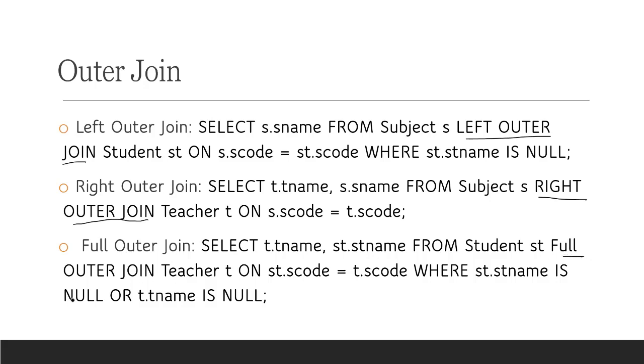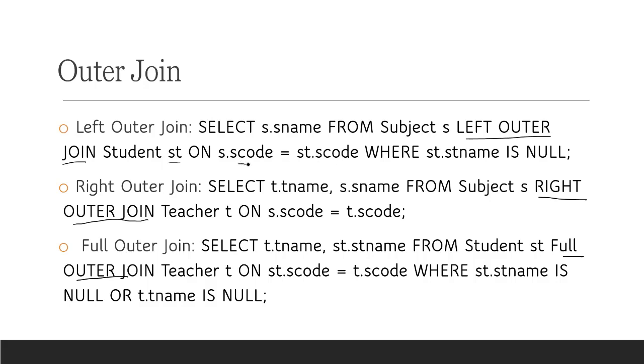The query goes like this: select s.sname from subject S. So we are selecting the subject name from subject, where we are left outer joining the subject with the student, which is represented by st. After that, the on clause will tell me on which attribute or condition the joining will be done. So s.scode equals st.scode. These 2 are the common attributes in both of the tables.